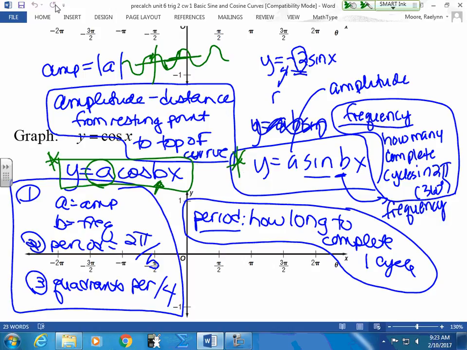Your period is going to tell you how long to complete one cycle. That's why we say 2 pi divided by b. Your b is your frequency, and your frequency tells you how many complete cycles you want in 2 pi. These are all going to tie together. Good? Okay. So let's see what we're talking about here.